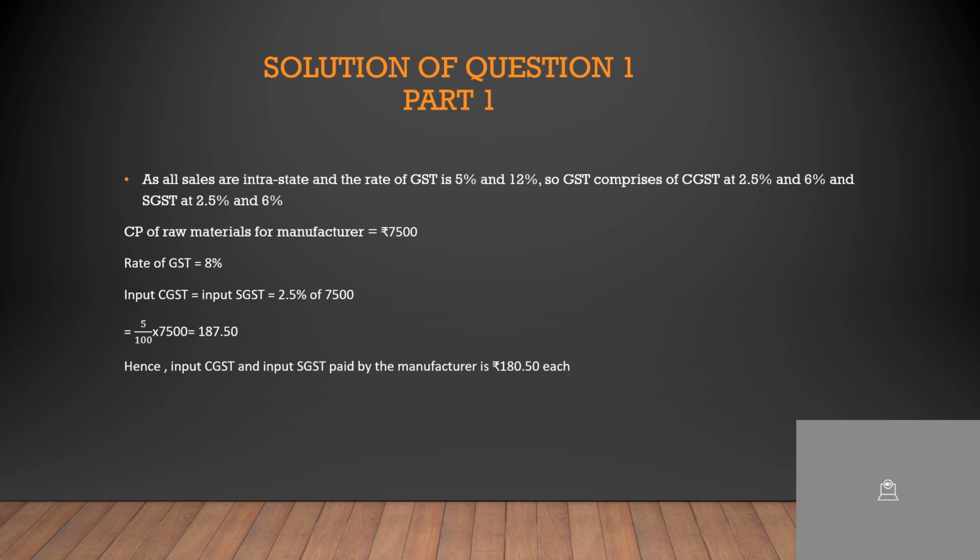So the CP of the raw material for the manufacturer will be 7,500 and the rate of GST will be 5%. So the input CGST will be equal to the input SGST, which is equal to 2.5% of 7,500, which is equal to 2.5 by 100 into 7,500, which is equal to 187.50. Here the input CGST and the input SGST paid by the manufacturer will be rupees 187.50 each.